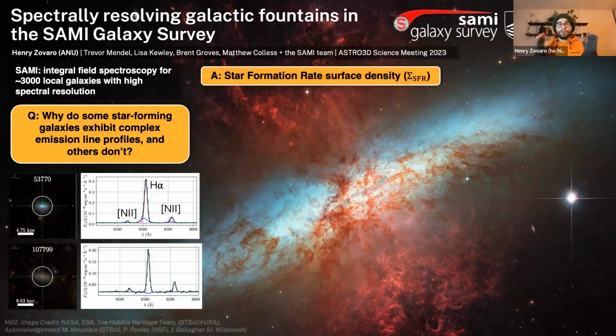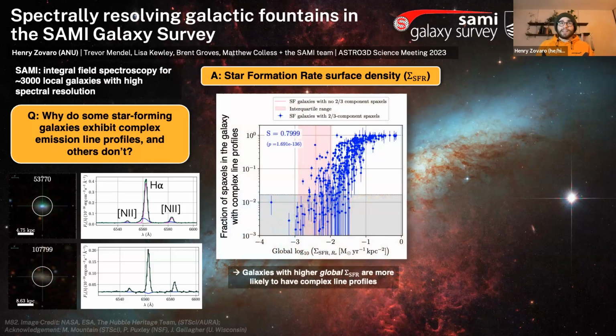And the short answer is it all comes down to star formation rate surface density. So what we find in SAMI is that galaxies that have higher global star formation rate surface densities are much more likely to exhibit complex line profiles than those with lower star formation rate surface densities.